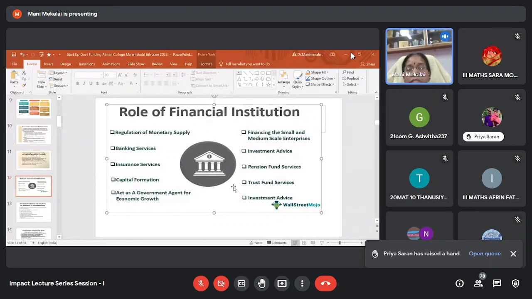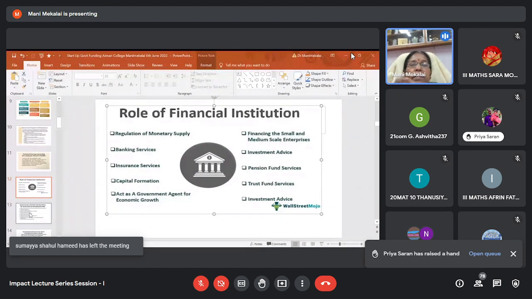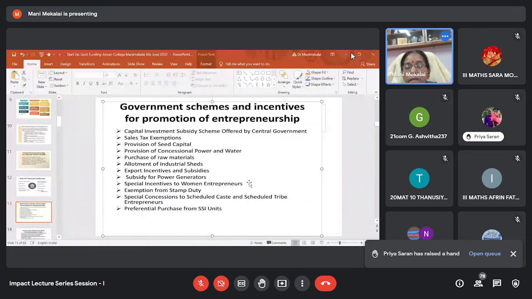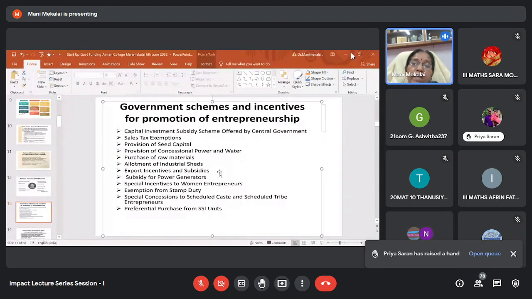So these financial institutions and their roles include regulation of monetary supply, banking services, insurance services, capital formation, financing small and medium enterprises, investment advice, pension fund services, trust fund services, etc. And the schemes and incentives available for the promotion of entrepreneurship include the capital investment subsidy scheme, that is by the central government, sales tax exemptions by the state government, provision of seed capital, and provision of concessional power and water.